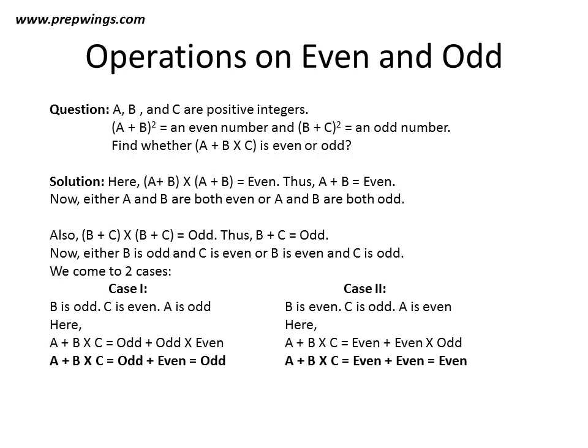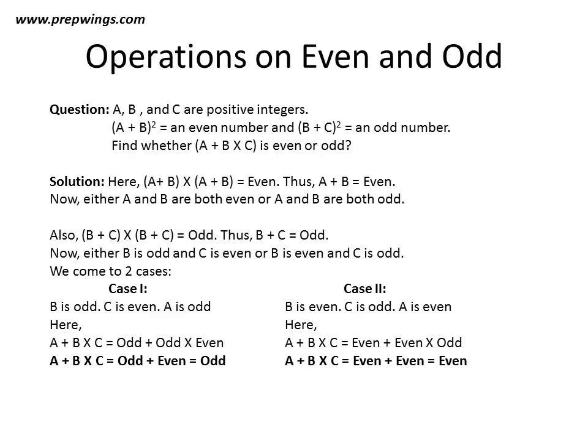Okay guys, so what this leads us to is two cases. Okay, so in case 1 we take B is odd. So if B is odd, then C is even, but if B is odd, then A is also odd. Okay, and in case 2 we take B as even. So if B is even, then C is odd, and if B is even, then A is also even.